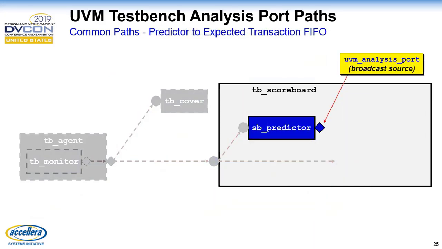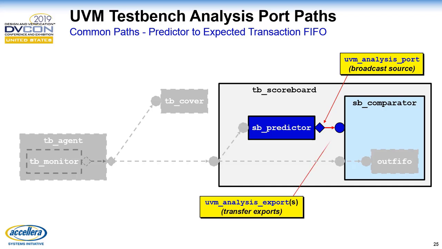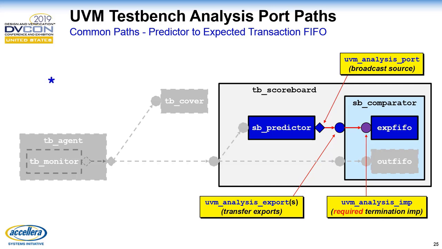Also, in that scoreboard, frequently we will put another analysis port on the predictor, and so we'll get the transaction in, calculate what the expected value is, then broadcast the expected transaction over to the comparator. It'll first end up at an analysis export on the comparator, a little more than a transfer station, and finally it terminates at a UVM TLM analysis FIFO that has the implementation port built into it. And so the second path there is just one broadcast source and one termination implementation point.